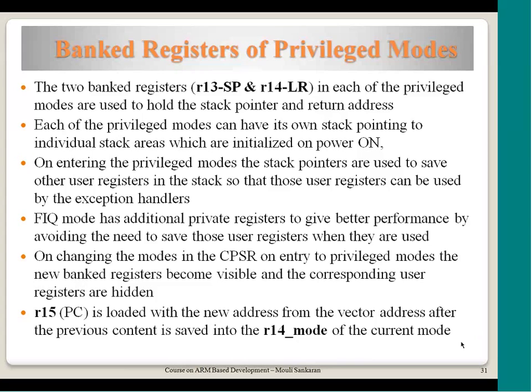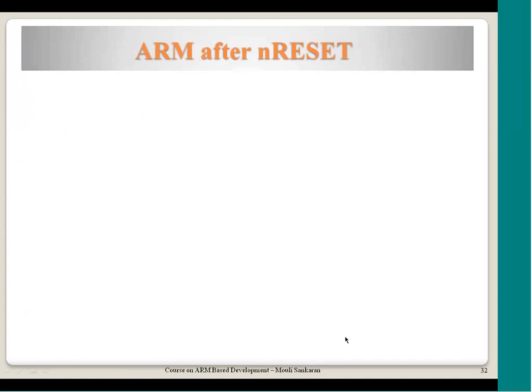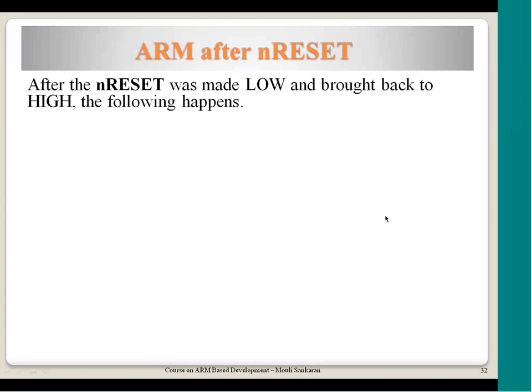And the R14 is a link register which preserves the PC value before the exception or the interrupt has happened, so that it can be restored from this value. It can come back to the instruction after the exception which is to be executed. Okay, so let us see what reset does. See how a reset is given to the processor. It has to be made low, and then high.